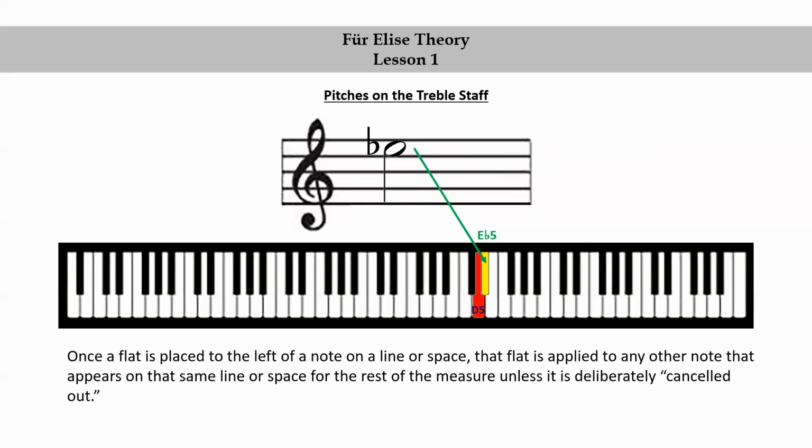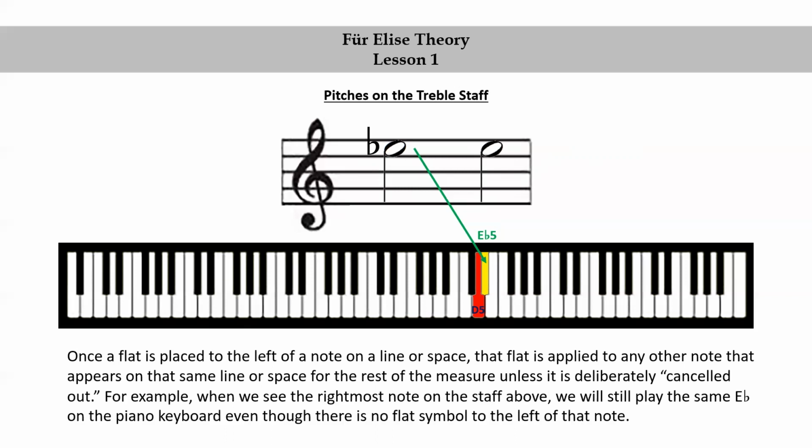Once a flat is placed to the left of a note on a line or space, that flat is applied to any other note that appears on that same line or space for the rest of the measure, unless it is deliberately canceled out. For example, when we see the rightmost note on the staff in this picture here, we will still play the same E flat on the piano keyboard, even though there is no flat symbol to the left of that note. The same rule applies to sharps as well.